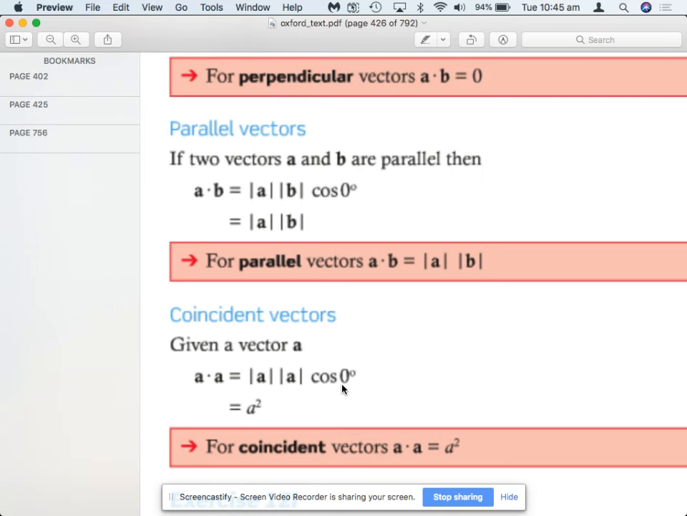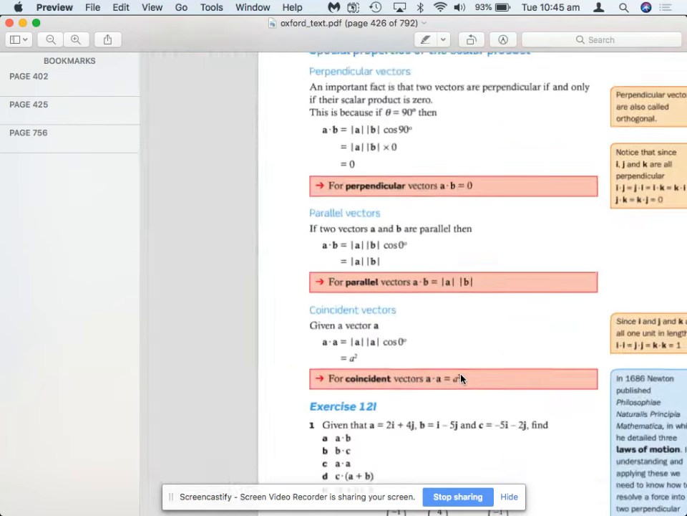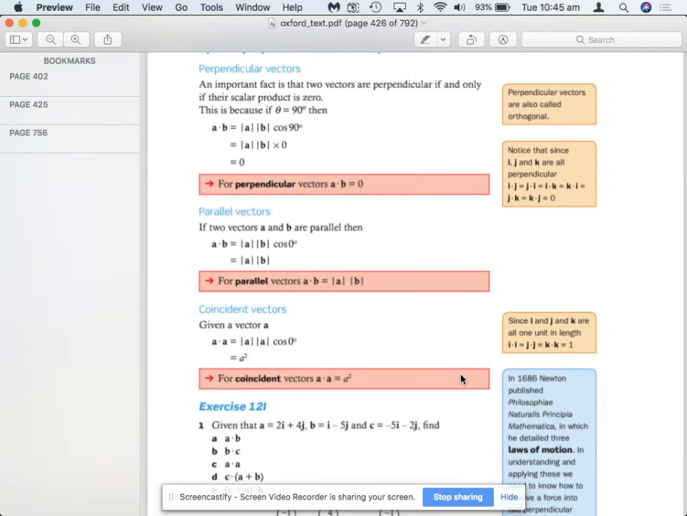And because they're equal vectors, you have this property, a squared. So if you're given two vectors and it turns out that using the scalar product the result is a squared, then you can say they're coincident vectors. They're basically the same vectors. Okay, so I just wanted to point out those three definitions. You're expected to be aware of that and be able to use it.